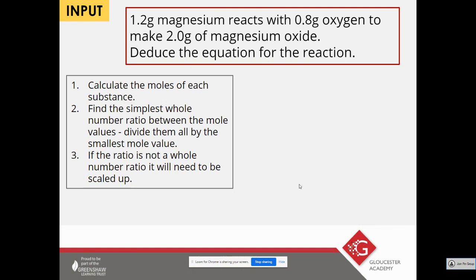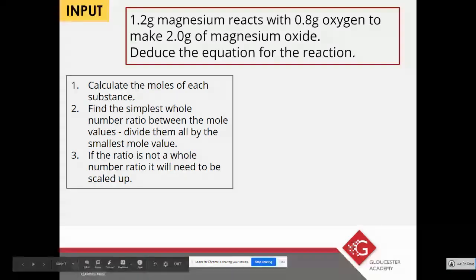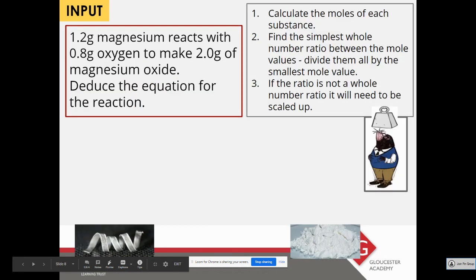So using the information that we've just been given, we are going to work out what the equation for the reaction would be. So remember our steps. I've got them in the box here. Calculate the moles, find the simplest whole number ratio, and then scale it up if needs be. Magnesium you've seen before. It's often in this ribbon form, and this is what magnesium oxide looks like. It's a white powder, and if you burn magnesium in a Bunsen flame, this is what you get.